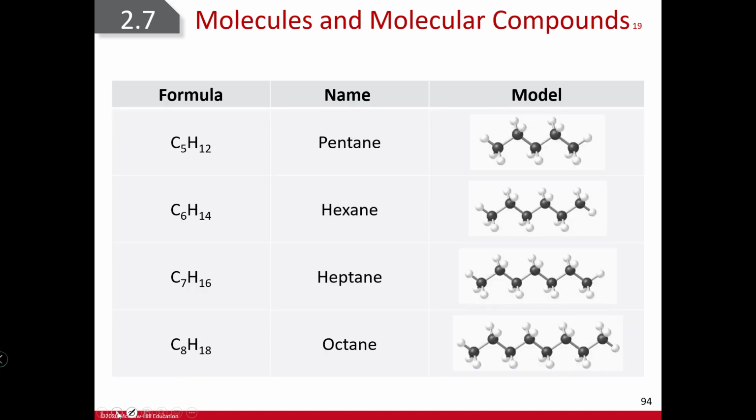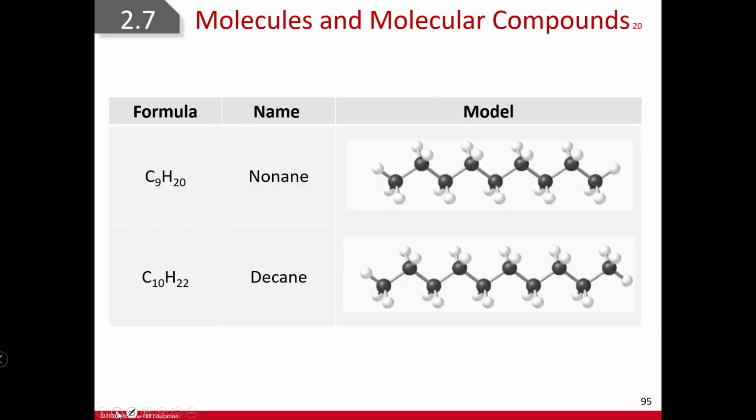All right, here's some more. Notice these are using those Greek prefixes: pentane, hexane, heptane, octane, nonane, and decane. Notice the carbons are not in a linear fashion. They're actually what we call tetrahedral. It's 4-sided. There's a side created here. There's a side created here.